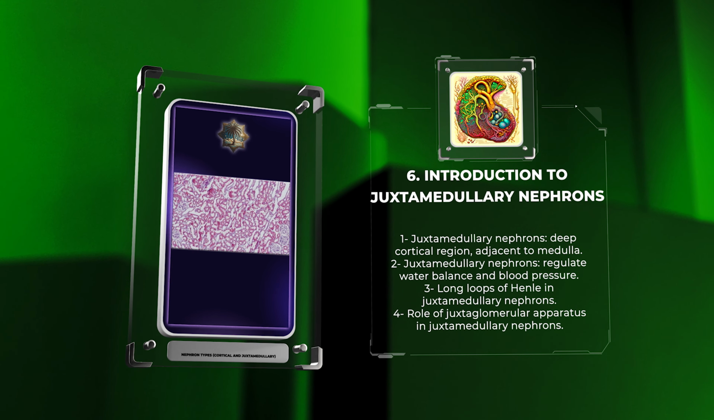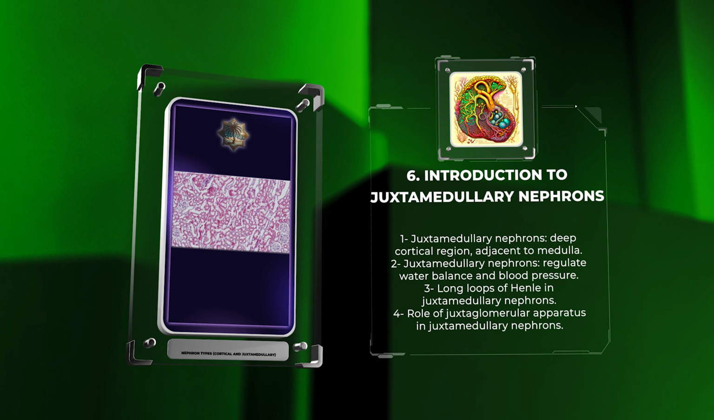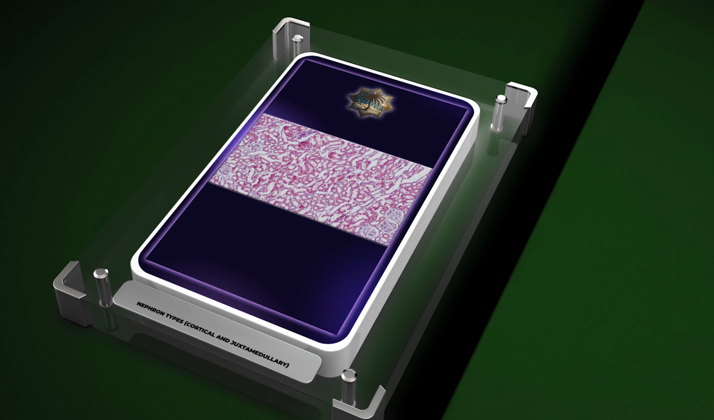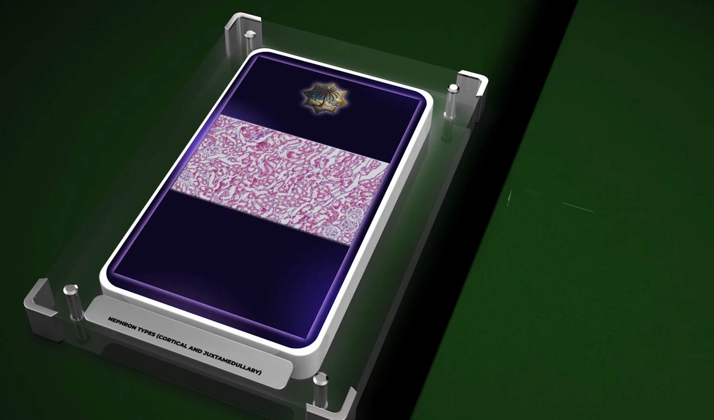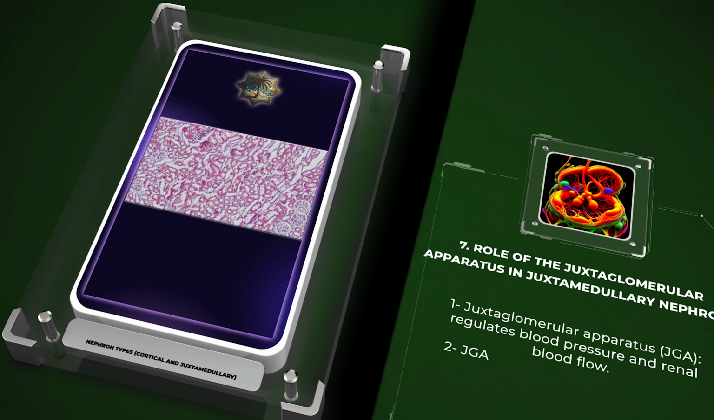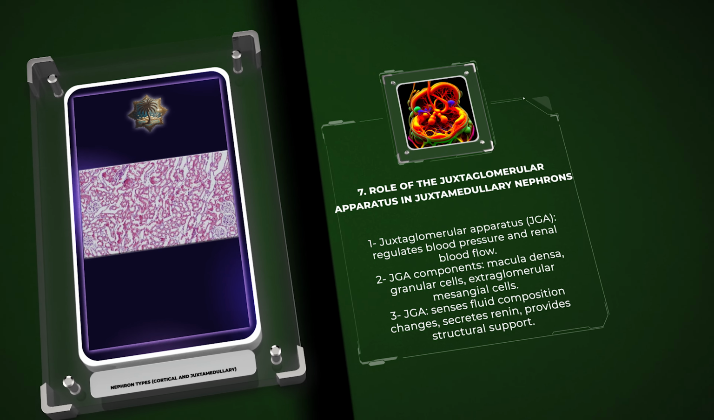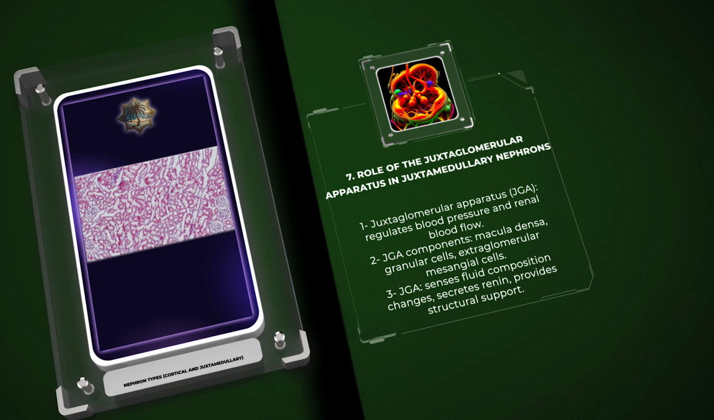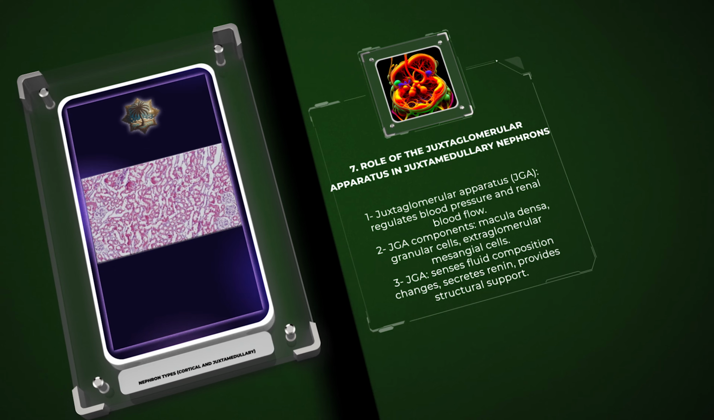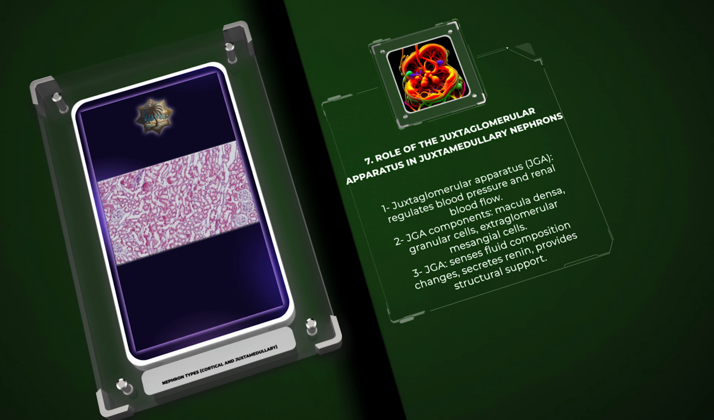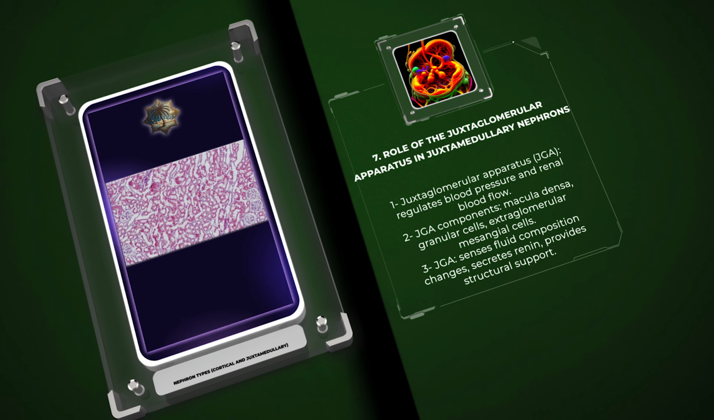Now, let us delve into the role of the juxtaglomerular apparatus in juxtamedullary nephrons. The juxtaglomerular apparatus, JGA, is crucial for regulating blood pressure and renal blood flow. It comprises macula densa, granular cells, and extraglomerular mesangial cells. Macula densa senses changes in fluid composition while granular cells secrete renin to counter low blood pressure. Extraglomerular mesangial cells provide structural support and communication.